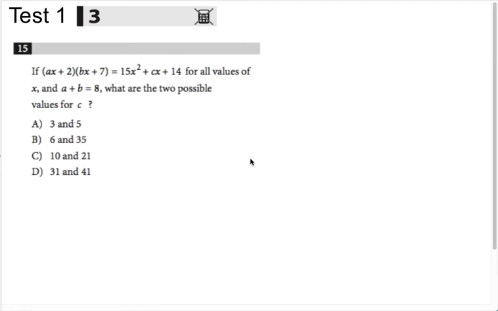All right, this is SAT Prep. We're doing test 1, section 3, and this is number 15, the last of the multiple choice in this section.